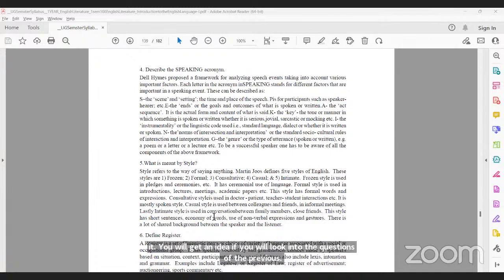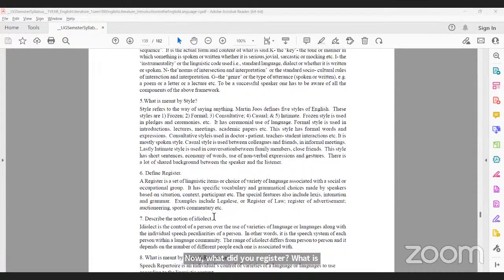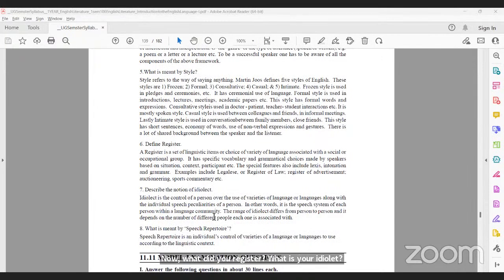So similarly, as we discussed what is dialect, here is a question called register. Now, what is a register? What is an idiolect? What is a speech repertoire? What is a register? A register is a set of linguistic items or choice of variety of language associated with a social or occupational group. It has a specific vocabulary, grammatical choices made by speakers based on situation, context, participants, etc. The special features also include lexis, intonation, and grammar.